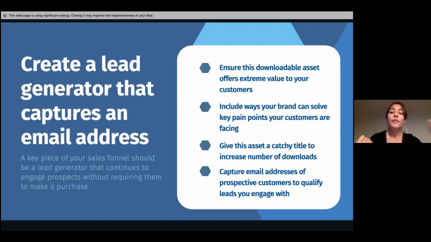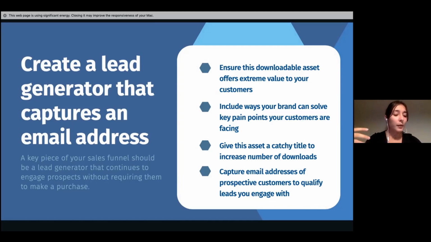So first, you have to ensure that this downloadable asset offers extreme value to your customers. Then you have to include ways your brand can solve key pain points your customers are facing. And then you have to give this asset a catchy title to increase the number of downloads.